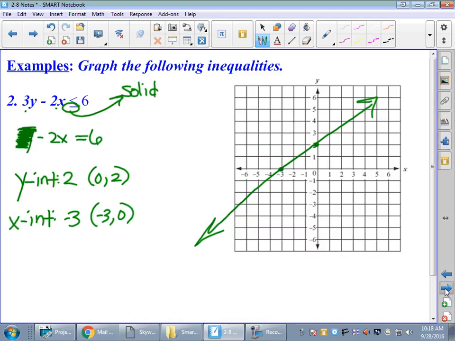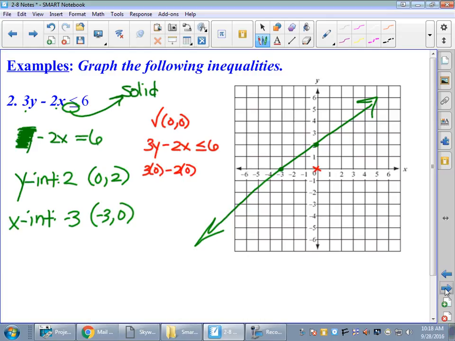So I'm going to pick 0, 0 again. 0, 0 is clearly below that boundary. So 0, 0 represents every ordered pair below that boundary. So when I check with 0, 0, I'm really checking every point below that boundary. So I use the original inequality, 3y minus 2x less than or equal to 6. I plug 0 in for the y value, and I plug 0 in for the x value.